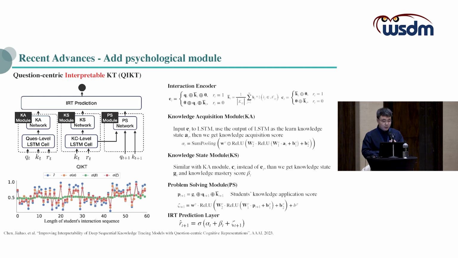About the next question, the solution is we can add a psychology model to the KT. So in our work, QIKT, we try to add some models in the KT. We all know that when a student does a question, the knowledge acquired is different. So we use the K module to model the student's learning after learning one question. And use the KS module to model the common knowledge state of a student. And when the student wants to do a new question, the ability is different. So we add the PS module to model the student doing a specific question. And then we use the IRT prediction layer to combine the results to get a final result.